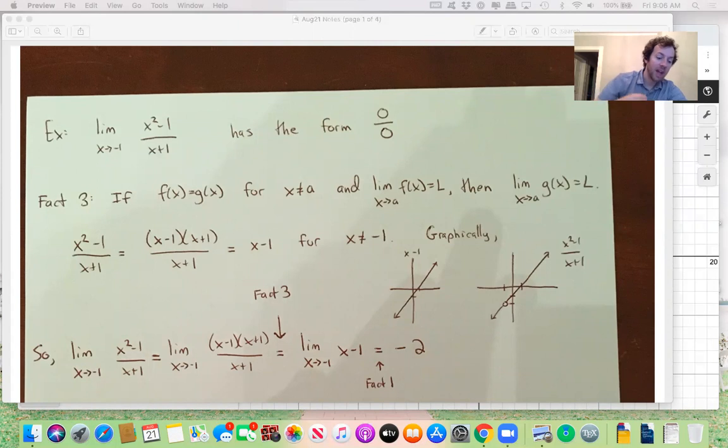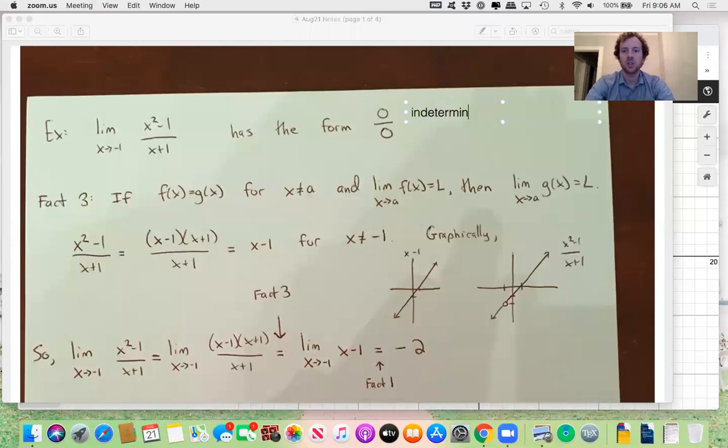The example we ended with last time was that if you put in -1 into this function, both the top and bottom are 0. So this is an example of what's called an indeterminate form. Indeterminate because from this form, you just have no idea what's going on. There's nothing to really be gained other than you have to do some other work to figure out what's going on. In this example, the work was factor the top.